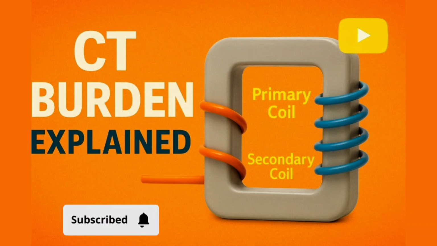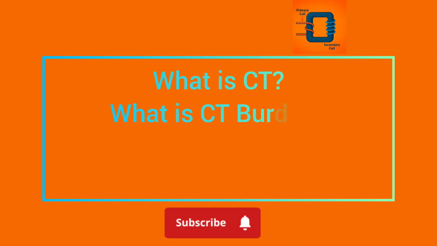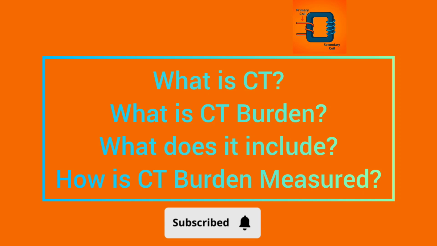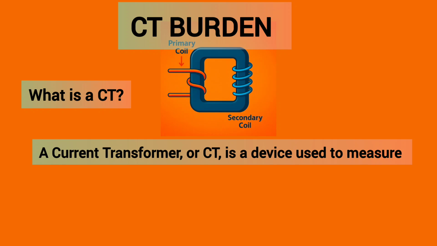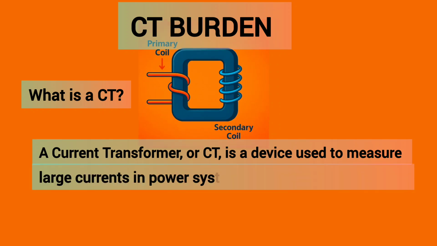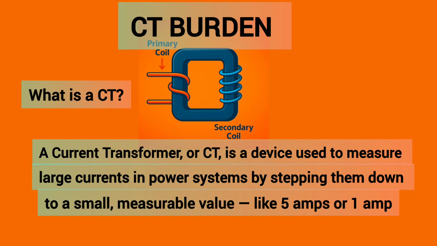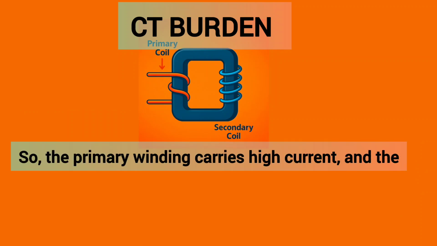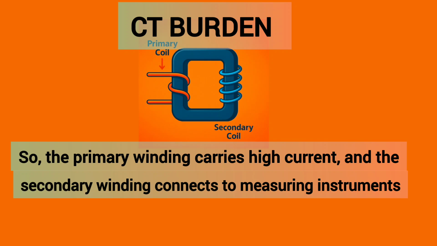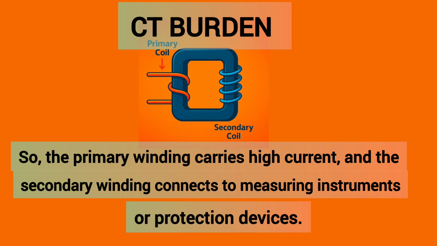Welcome back. In today's video, we will learn what is CT, what is CT burden, what does it include, how is CT burden measured. What is a CT? A current transformer or CT is a device used to measure large currents in power systems by stepping them down to a small, measurable value like 5 amps or 1 amp for meters and relays. So, the primary winding carries high current and the secondary winding connects to measuring instruments or protection devices.